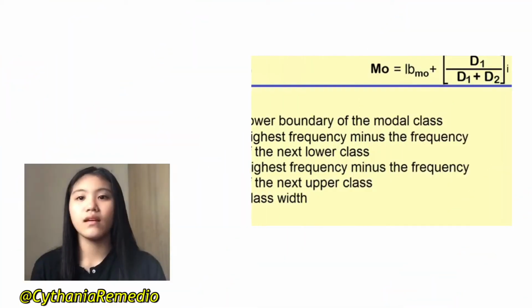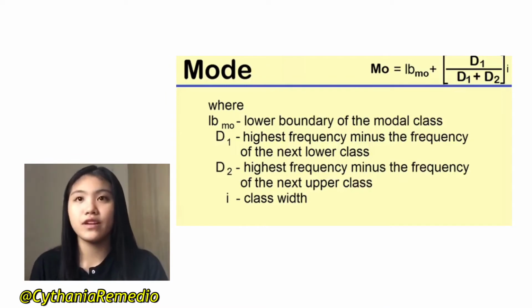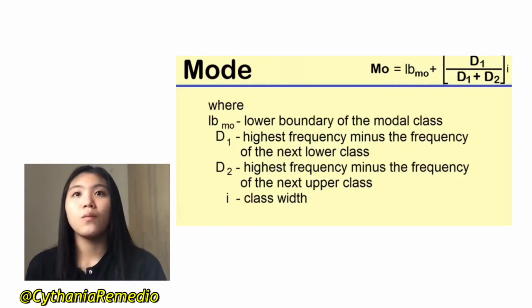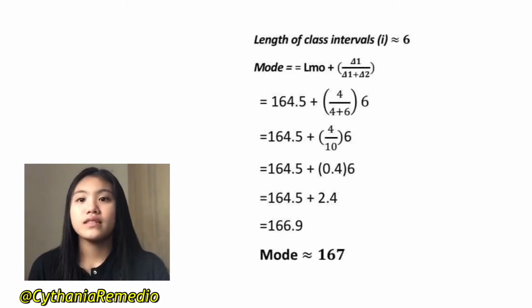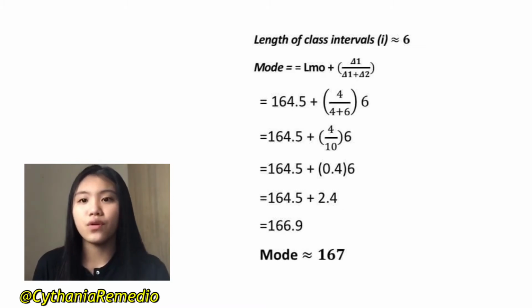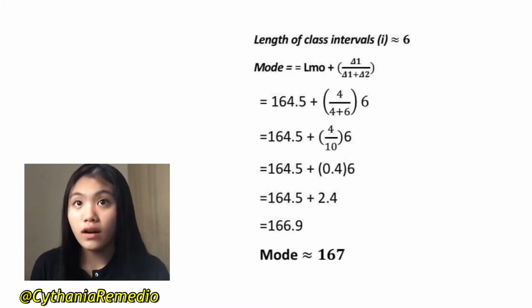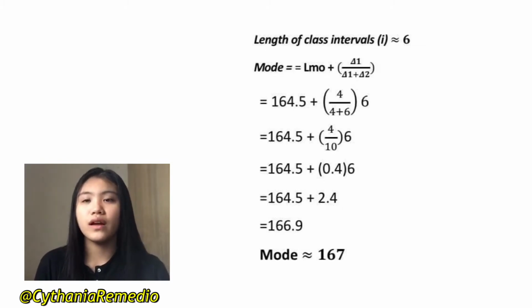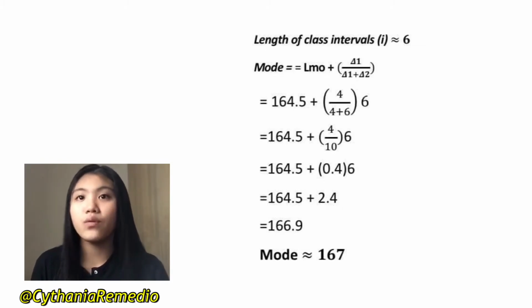Thank you. In a frequency table, mode is the value with the highest frequency. To get this value, we can simply use this formula, but there are also other ways to get the mode. Mode equals lower limit of the mode class plus delta 1 over delta 1 plus delta 2. 164.5 plus, open parenthesis, 4 over 4 plus 6, close parenthesis, times 6. 4 over 10, where we added 4 plus 6. And then we will change 4 over 10 into decimal form, and we will times this with 6, and we have 2.4. And we will add both of these values, which are 164.5 plus 2.4, and we will get 166.9, where we will round it off, which is now equal to 167, and that is our mode.